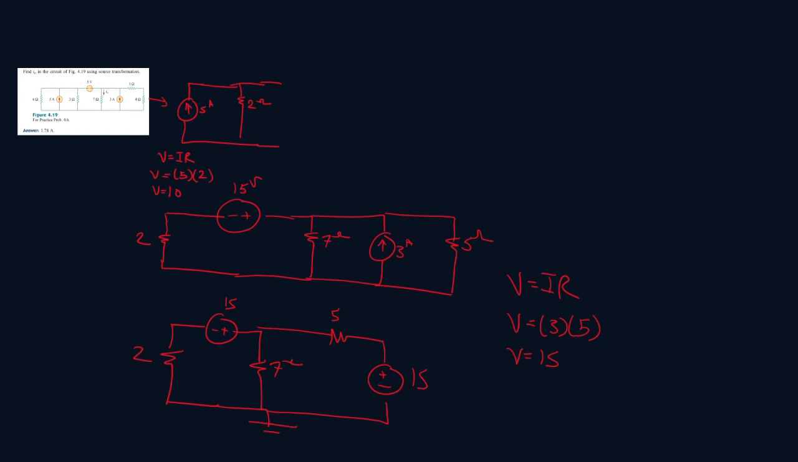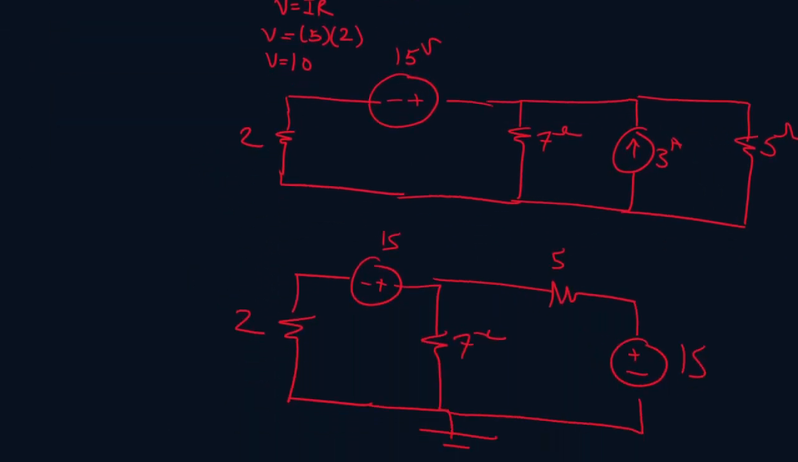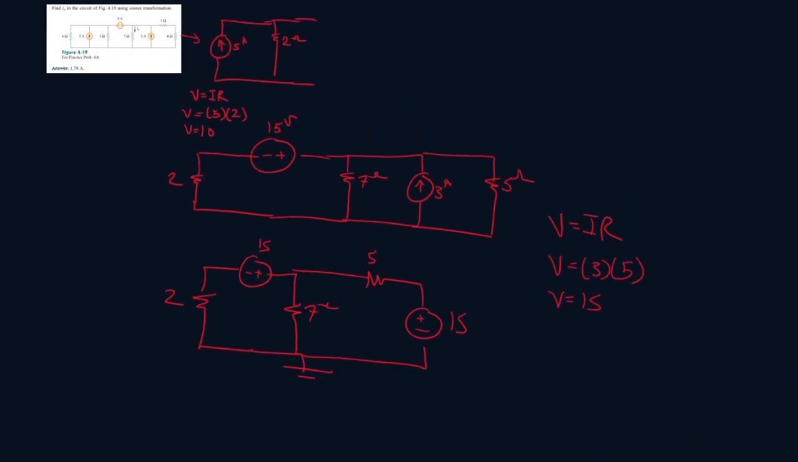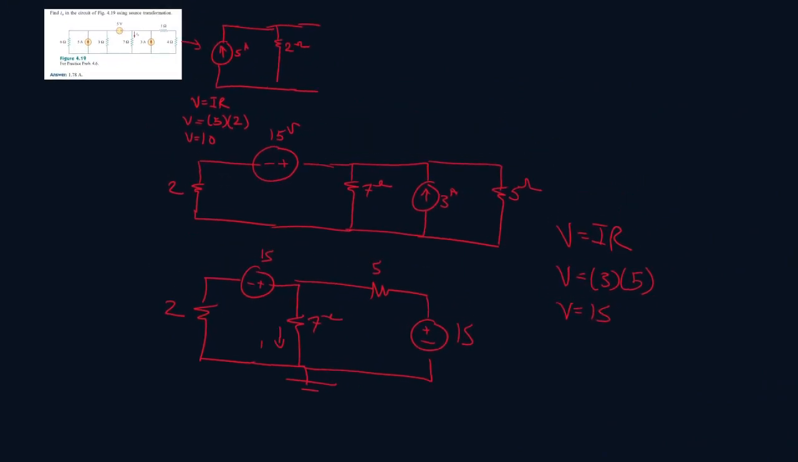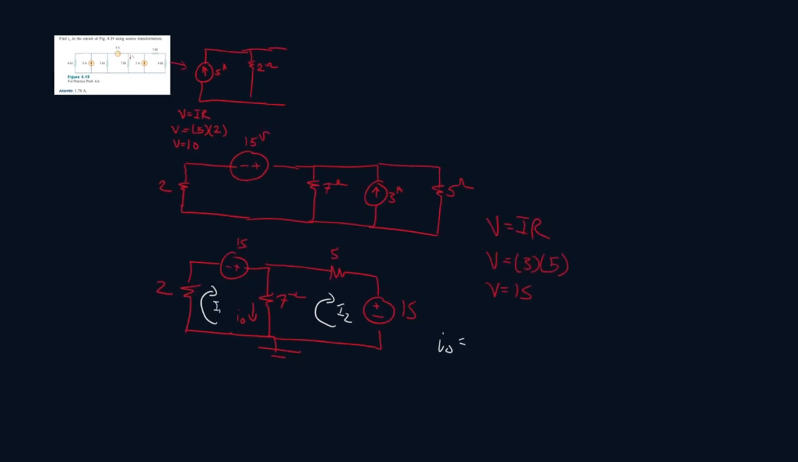And now we turn this really ugly looking circuit into something that's really easier to solve. So we're trying to find I/O, which will be the current passing through here. So let's do a quick mesh. Let's call this I1 and let's call this I2. I/O will be equal to I1 minus I2.